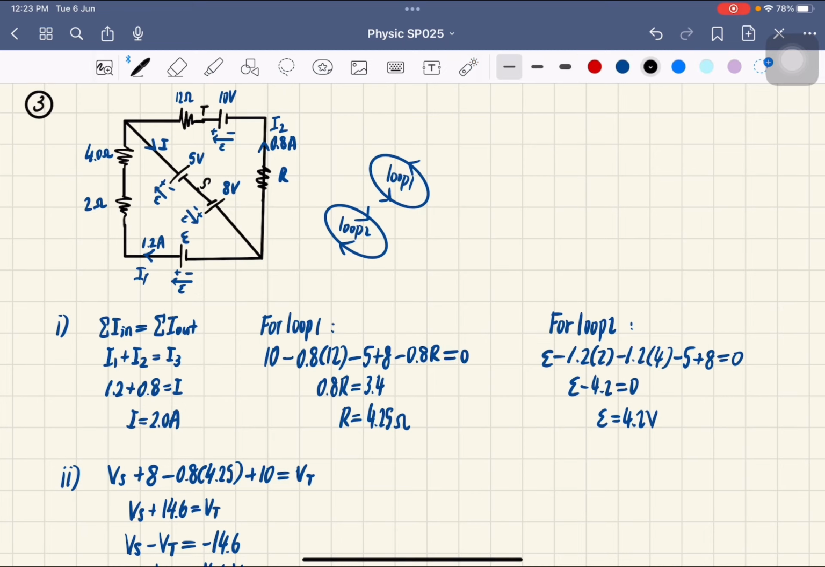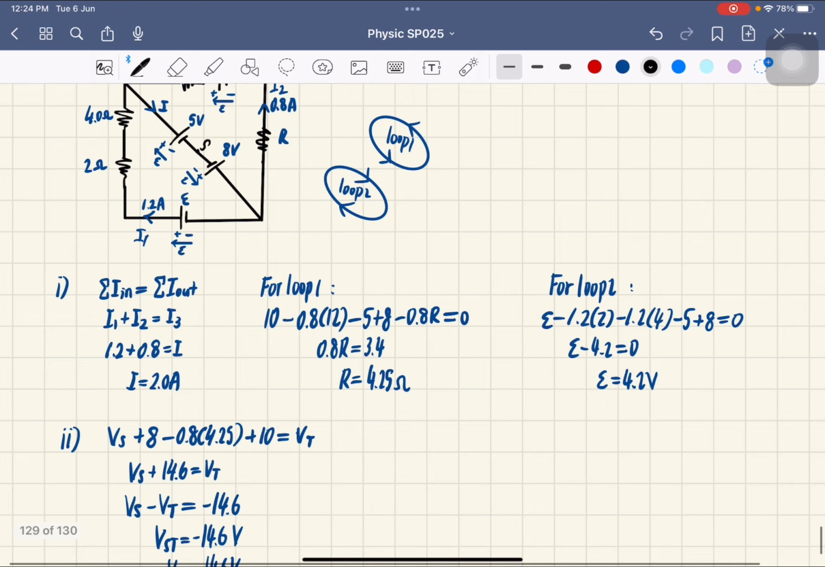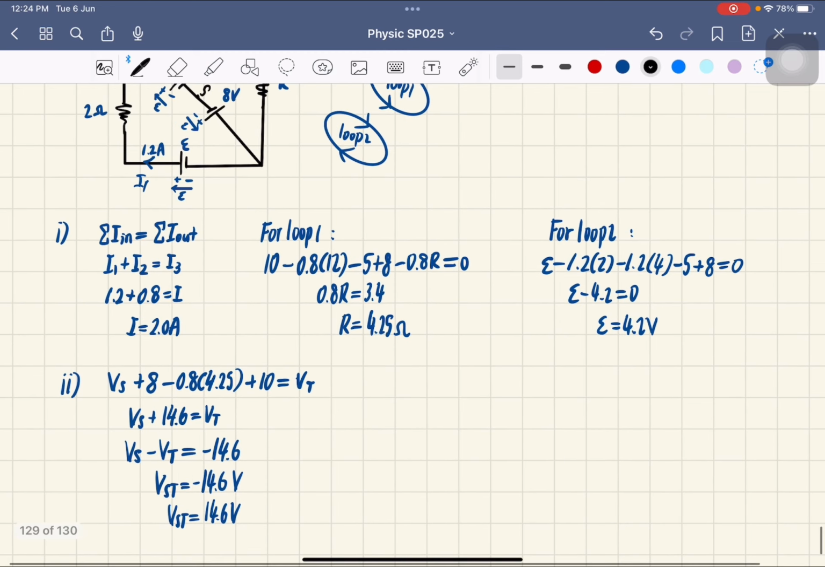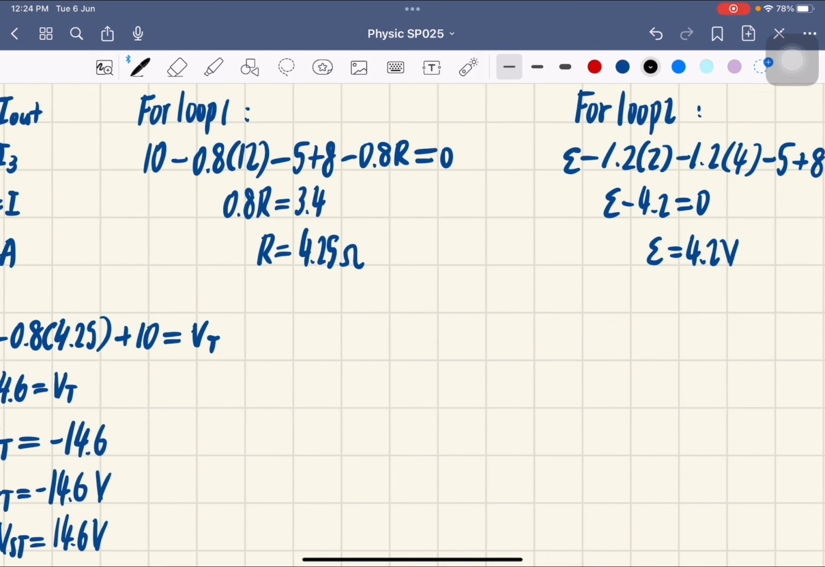For this subtopic, the question always asks about the unknown value of the currents, the resistor value, or the voltage of the battery. Also, they will ask about the potential difference, the potential difference from a point to a point. So, for example, the potential difference between A and B.